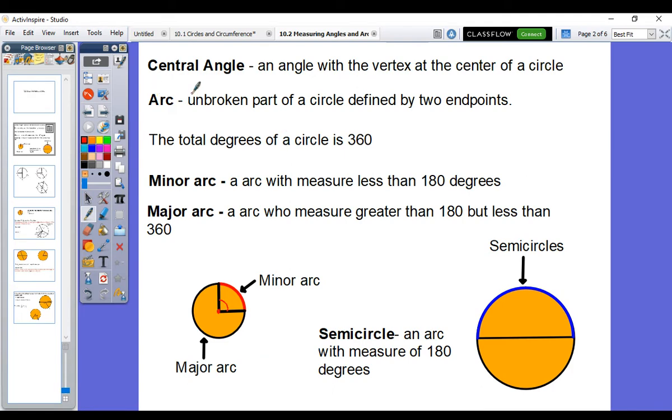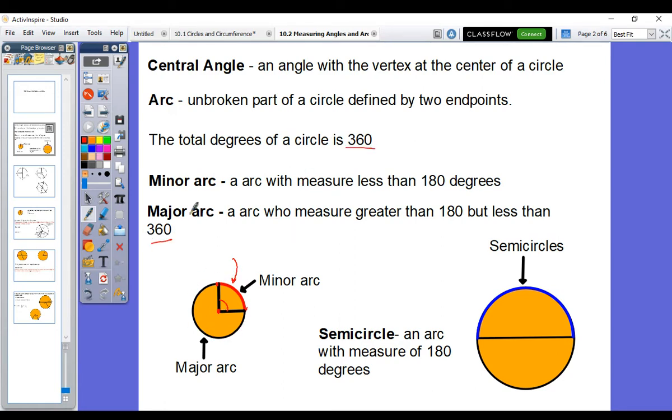Now the arc is the unbroken part that is bound between those two. So for example, here, this is our angle where the endpoints are on the circle. This is the arc. This is an arc. This is the distance between those two endpoints around the actual circle. Okay. This is the angle of that central angle. This is the arc of that angle. Now, a total circle all the way around is 360 degrees.